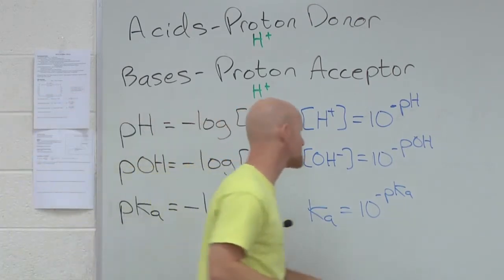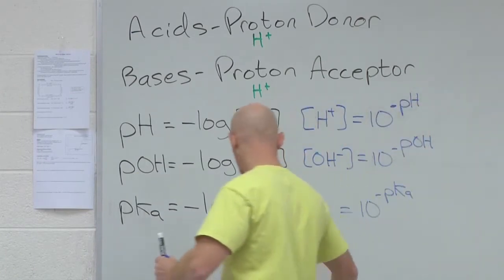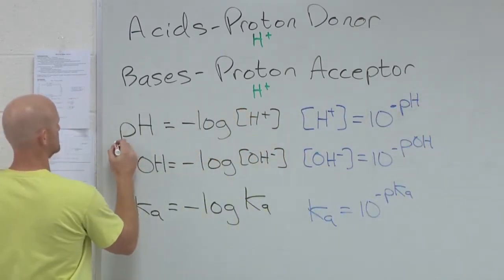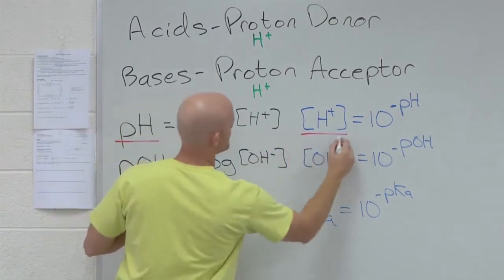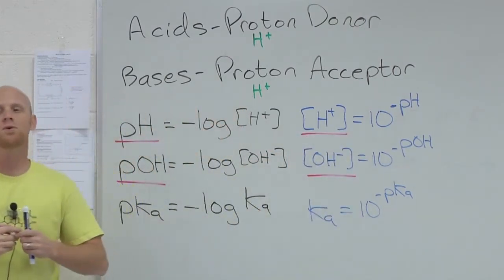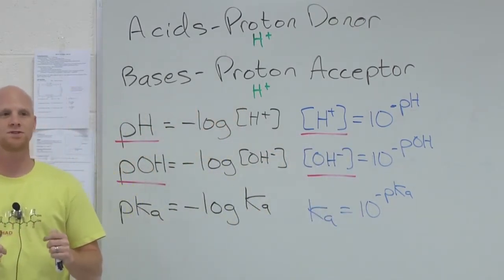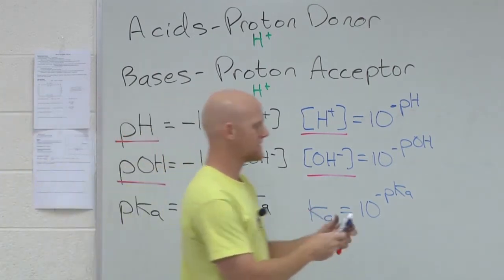Cool. Some other little reminders here. So we've got pH, pOH, H plus, and OH minus. All four of those are mathematically related to each other. And if we look, we can kind of see why.